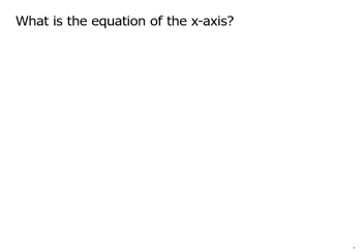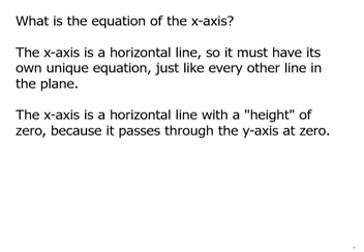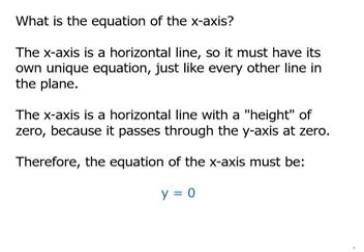What is the equation of the x-axis? We don't often think about this, but the x-axis is just a horizontal line like any other horizontal line, and it's a line in the xy plane, so it must have its own unique equation, just like every other line. The x-axis is a horizontal line with a height of 0 because it passes through the origin. It passes through the y-axis at 0. It has a y-intercept of 0. Therefore, the equation of the x-axis is y equals 0. Very tricky, to write the equation of the x-axis, we need to write y equals 0. Very interesting.